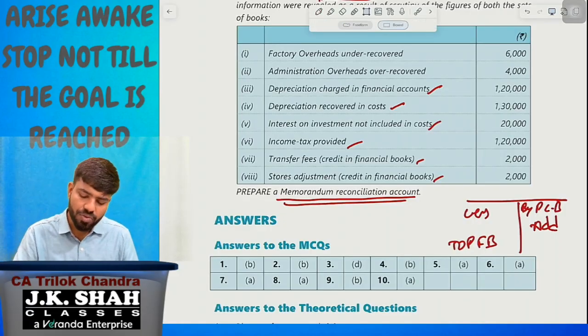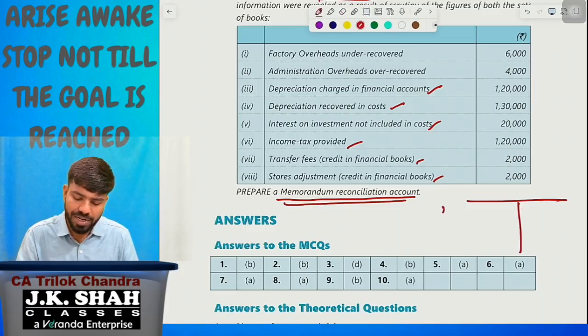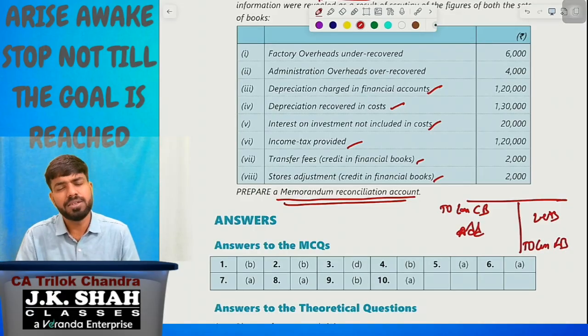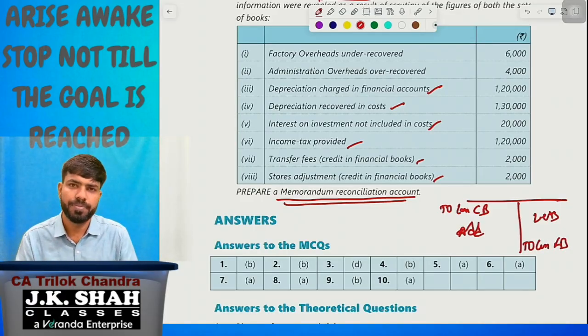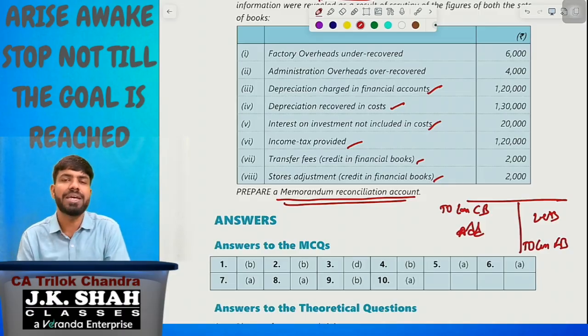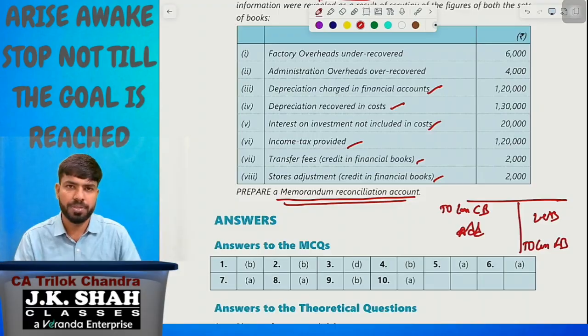But now, in this question, they have given the loss. So when it is loss, we have to write it on the debit side. We'll write to loss as per cost books. And add items will be added this side and less items will be reduced this side. And we'll get to loss as per financial books. That's it. Just a change in format. We are writing in the T form. Don't apply your accounting rules here. Just present it as per account concepts.